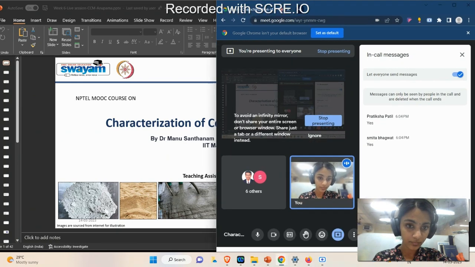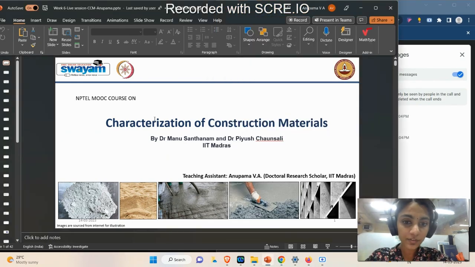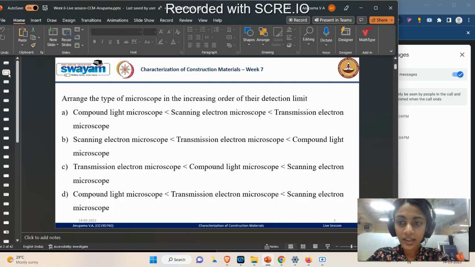Okay, so let's move to the first question here. It's related to the microscopy content. Arrange the type of microscope in the increasing order of the detection limit. We know that we use different types of microscopes like transmission electron microscope, optical microscope, then scanning electron, etc. So, what is the increasing order of their detection limit?